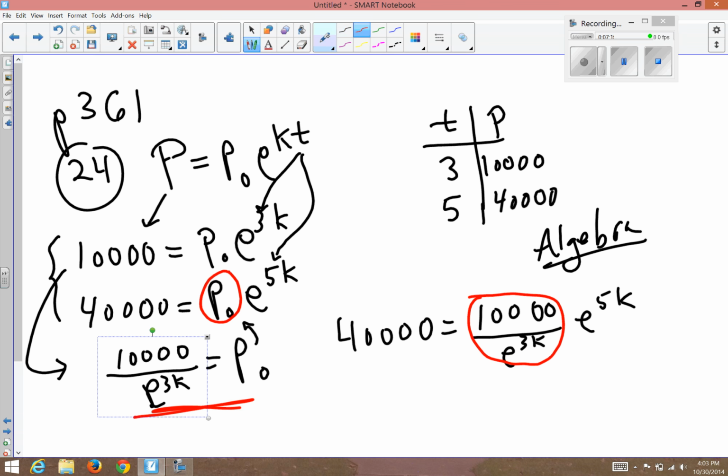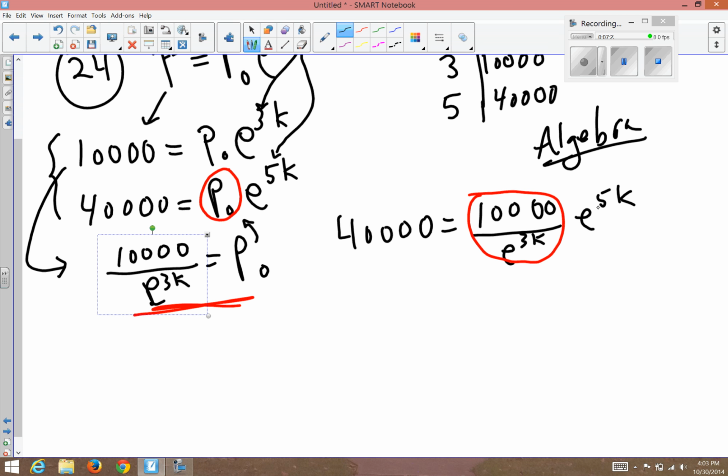And now e to the 5k over e to the 3k: in division with the same base, we keep the base and subtract the exponents. 40,000 equals 10,000 times e to the 2k, since e to the 5k over e to the 3k is e to the 2k. Divide both sides by 10,000. 4 equals e to the 2k.